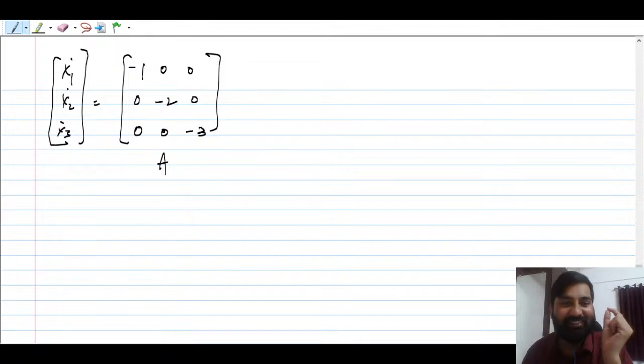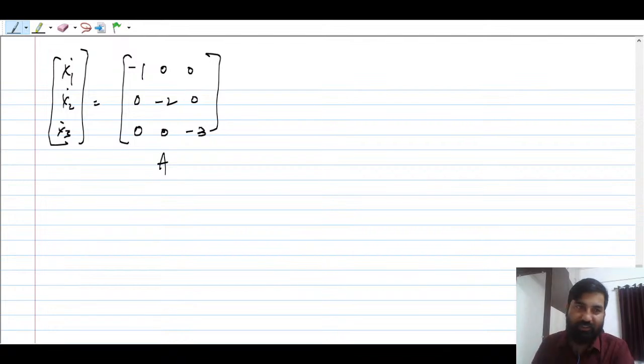Let me tell you guys, this matrix you can write directly as well. But here I am giving you the detailed procedure. I will tell you how to write it directly. These are nothing but what? Minus 1, minus 2, minus 3. These are nothing but poles, or sometimes we call them eigenvalues, right? Poles or eigenvalues, okay, please remember.